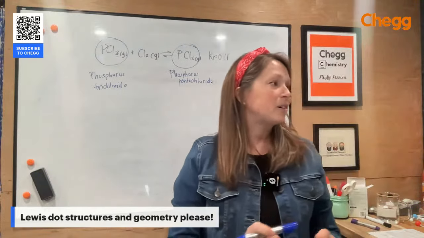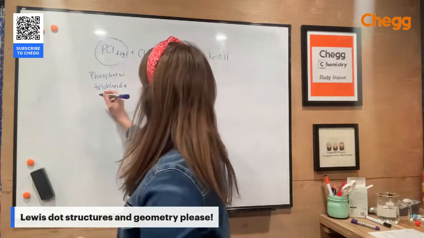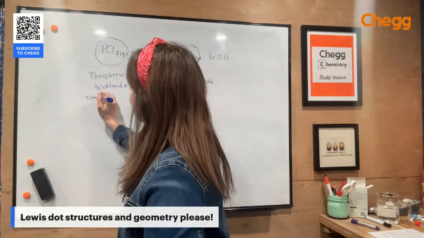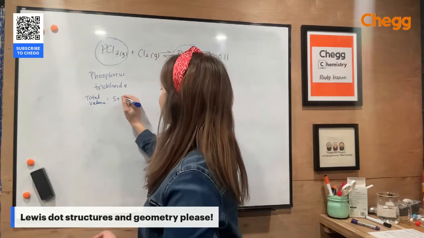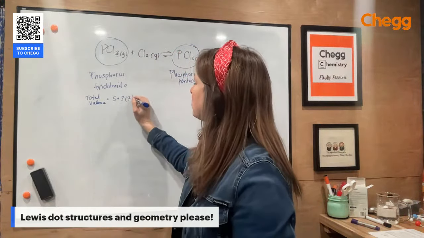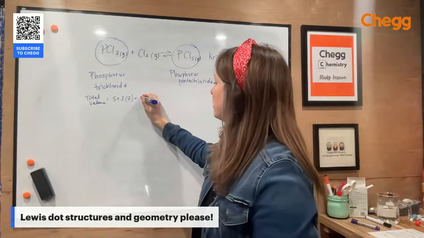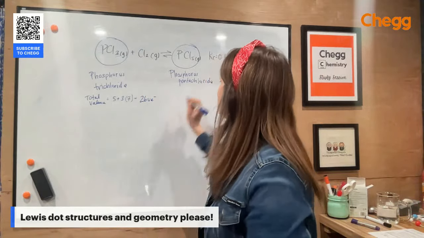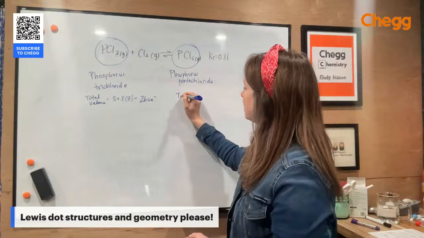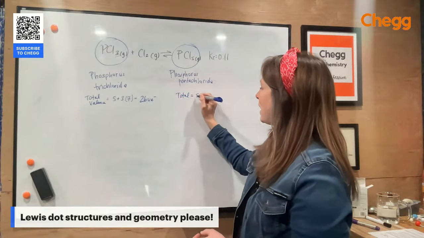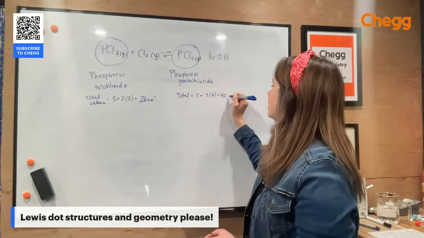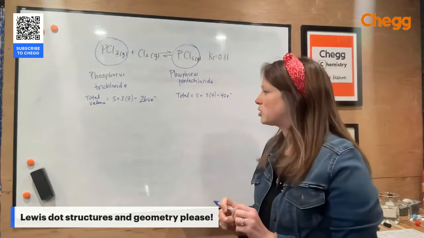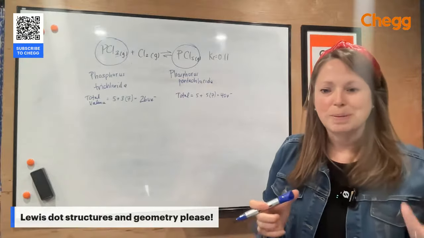So phosphorus is going to have 5 valence. So total valence, there are 3 atoms of chlorine in this one. Each atom of chlorine has 7. So that's 21, 26 total valence electrons for phosphorus trichloride. Versus phosphorus pentachloride, again, we'll have 5 for phosphorus and then 35 in those chlorine atoms. So we'll have 40 electrons to place for phosphorus pentachloride.